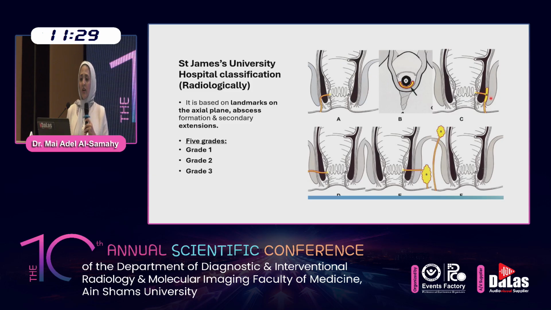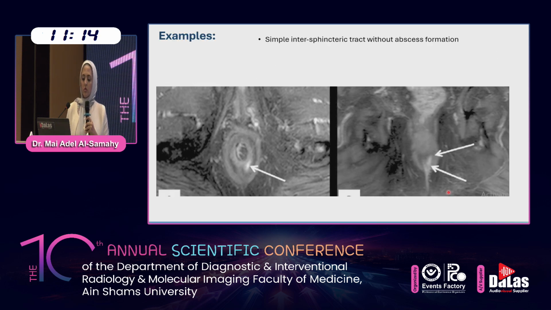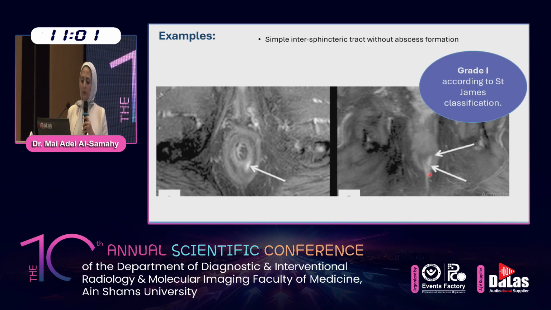Grade 3 is a transsphincteric fistula with no complications, with no abscess formation and no side branches. Grade 4 is a transsphincteric fistula with an abscess formation. And lastly, grade 5 is a suprasphincteric fistula. So we'll have quick examples. This is a simple linear intersphincteric fistula tract piercing the internal anal sphincter but preserving the external anal sphincter with no abscess formation. So this could be classified as grade 1 according to St. James classification.